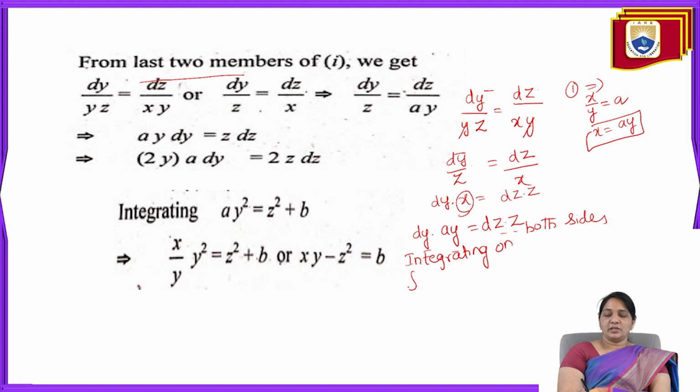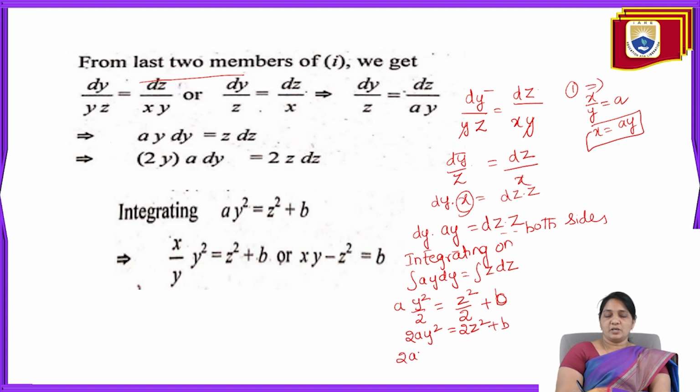Now integral a dy equals integral z dz. So a is the constant, integral y is y square by 2 equals integral z is z square by 2 plus some constant. Here before I took a, so now I am taking b. And I am multiplying with a here. So this one is 2ay square equals 2z square plus some constant.